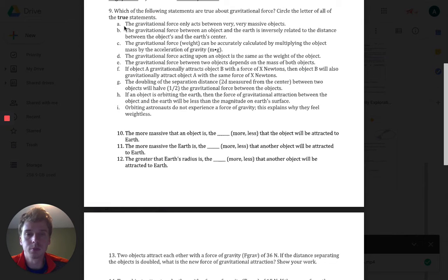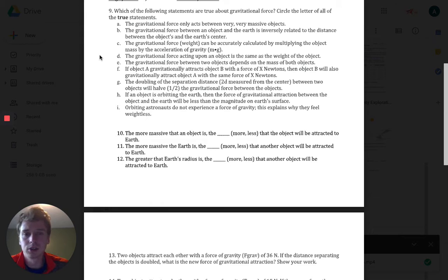A, the gravitational force only acts between very, very massive objects. That is false. B, gravitational force between an object and the Earth is inversely related to the distance between the objects and the Earth's center. That is true. Gravity will go down as distance increases, as distance goes up. C, gravitational force or weight can be accurately calculated by multiplying the object mass by the acceleration due to gravity. That is true. That is Newton's second law. Mass times acceleration equals force.